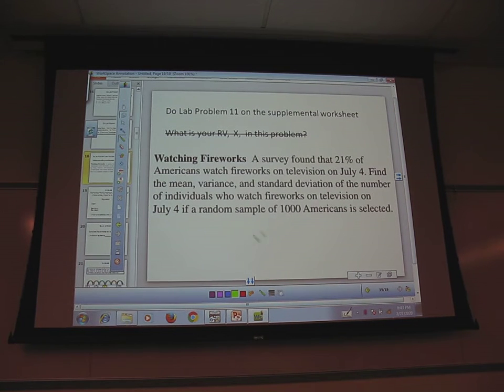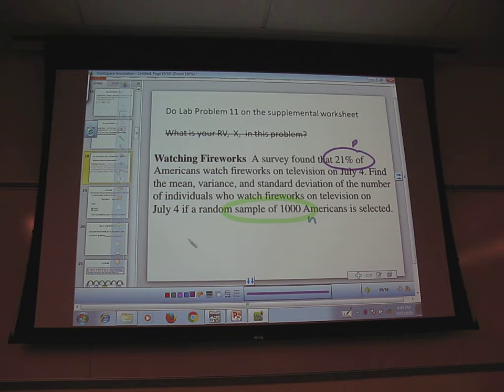So let's see here, what's my n? What's my sample size? 1,000. Sample of 1,000, that's kind of your clue, right? That's your n. And then what's my p, little p? 21. Yep, 21% of Americans, so that's little p.